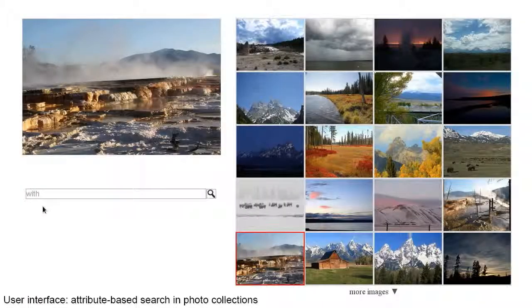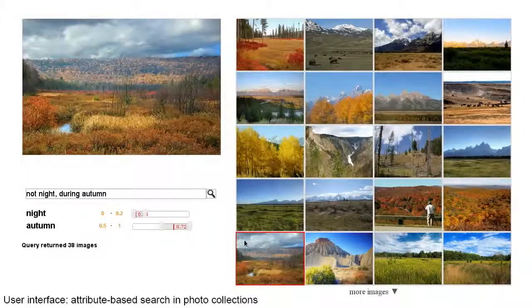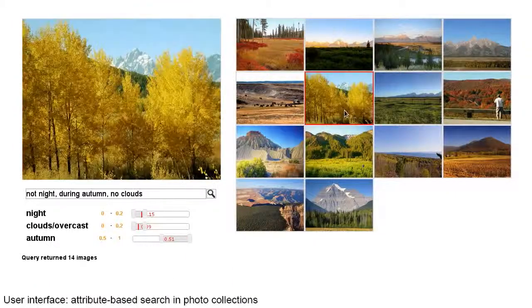Using our transient attribute dataset, we train regressors to recognize image attributes in new images. We leverage this to develop new user interfaces for searching images and exploring photo collections. In this example, we first search for images that are not taken at night. Then we refine the search to find autumn pictures. Finally, we filter out images with clouds.